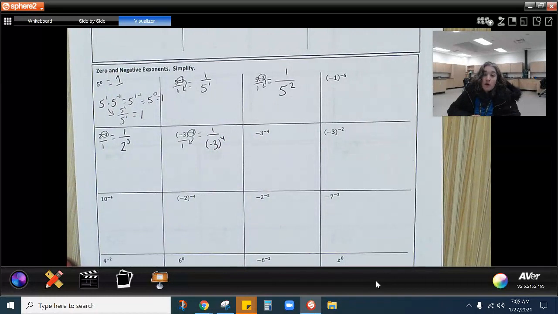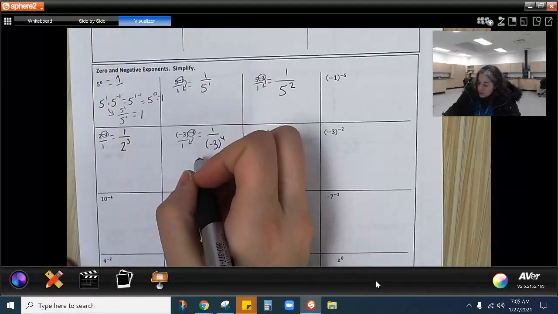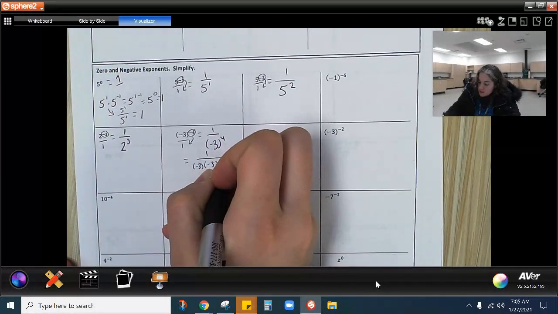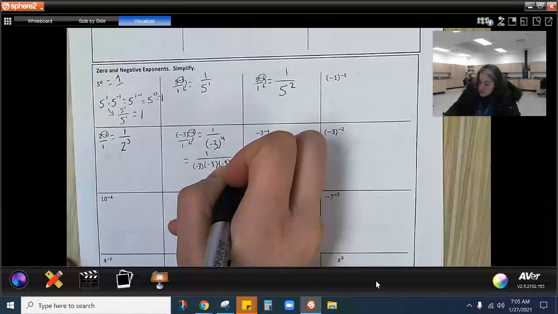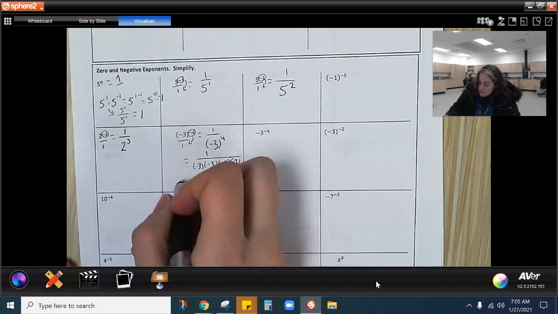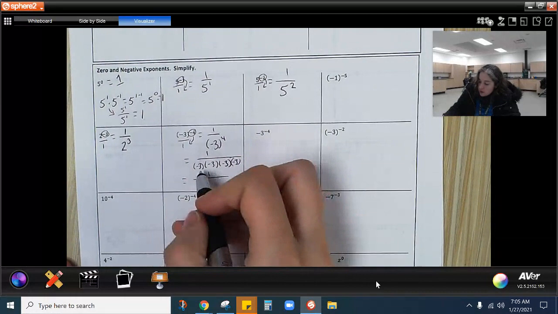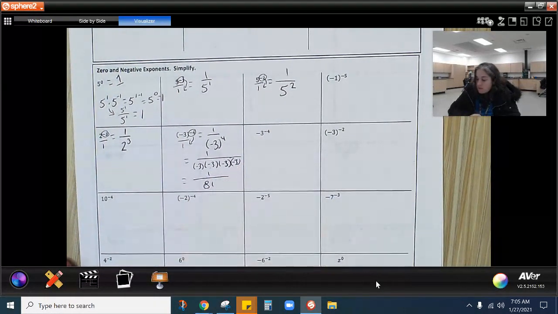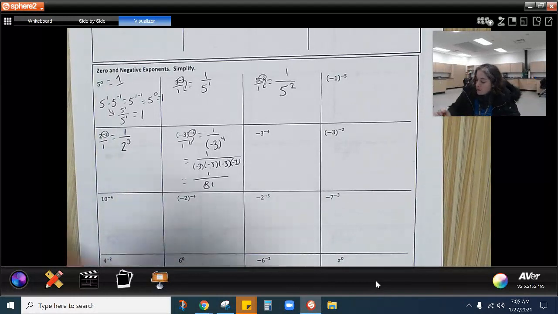And we could actually use our product rule to simplify that out further, right? So I'm going to write it out long ways so you can see it. This would be negative 3 times negative 3 times negative 3 times negative 3. So that's really 1 over negative 3 times negative 3 is a positive 9. 9 times 9 is 81. So it's really 1 over 81.